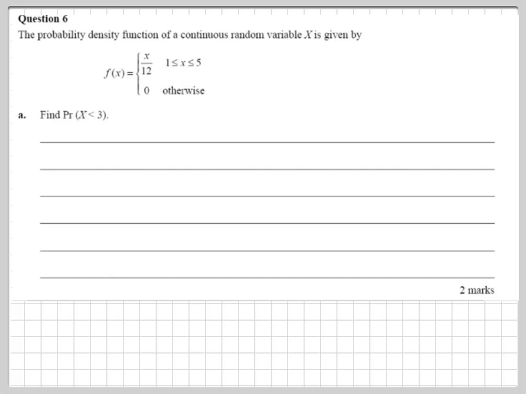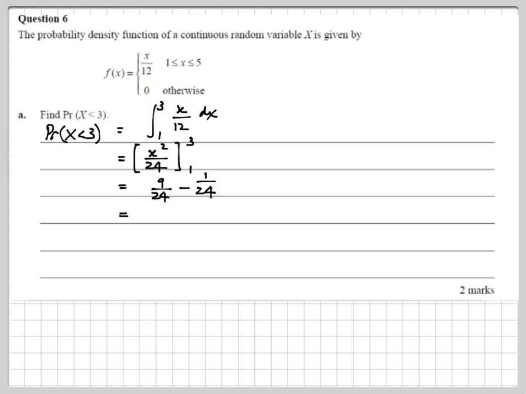Wait a minute, I'm going to look at this. X on 12. I'm sorry, I can't see properly. X on 12. So we've just got to do a straight integral of this thing, or we could even do a little triangle thing if we wanted to, but this will do. Yeah, x over 12 dx from 1 to 3 gets x squared over 24 from 1 to 3, and that gets us whatever it gets us. Looks like it gets us a third.